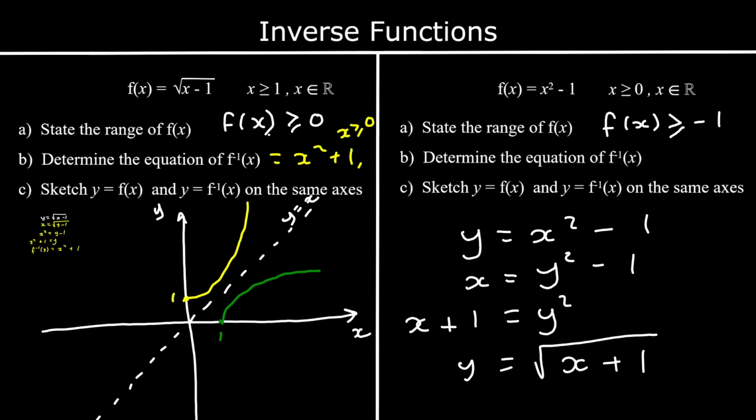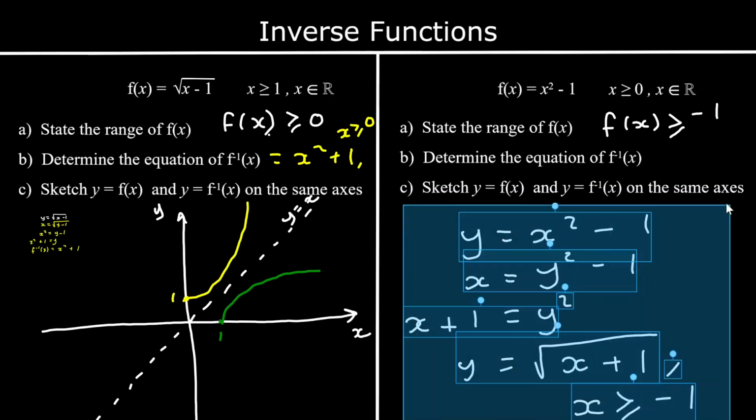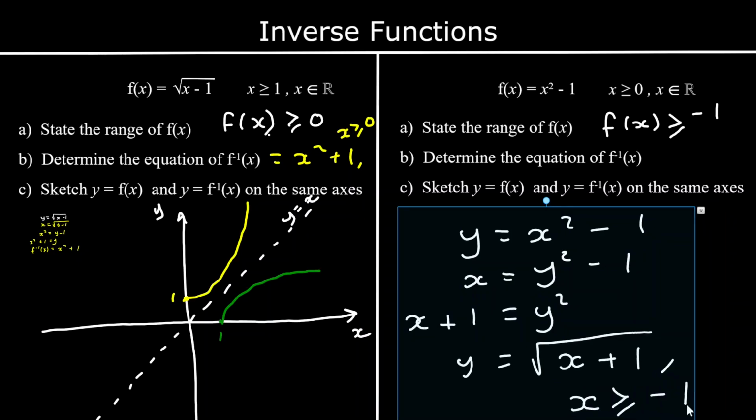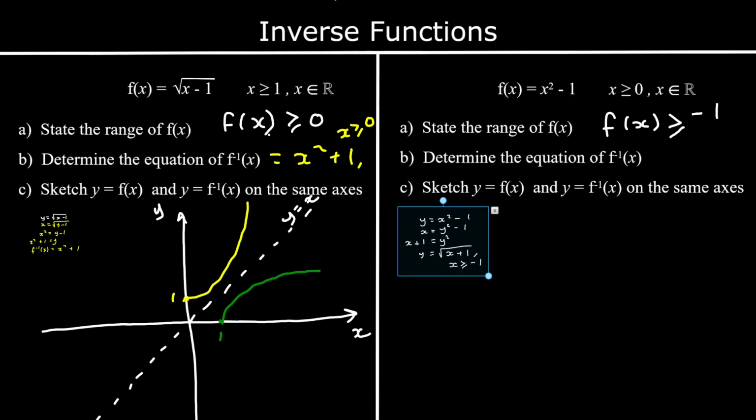And the domain becomes the range, and the range becomes the domain. So the domain of this is going to have to be x bigger than or equal to -1. So we can only have values of x bigger than or equal to -1 because the range becomes the domain and the domain becomes the range. They switch over for the inverse function. So it's the square root of x plus 1 for when x is greater than or equal to -1.